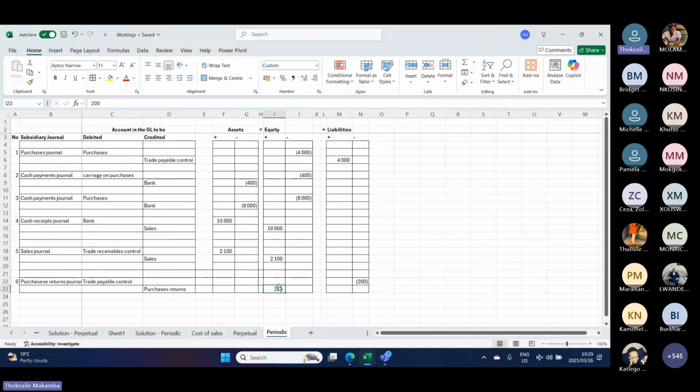And then why I'm increasing equity. Remember, when we record our purchases, we are reducing our equity. It's an expense. But now this expense is no longer being incurred. So we're reversing out this expense. And that's why your equity is going up by 200 rand. Does that answer the question? Okay, can we take some questions there so that if there's confusion, I can walk people through this.